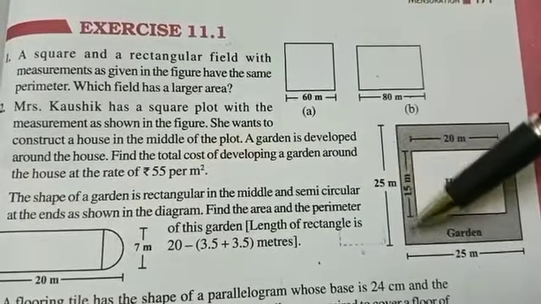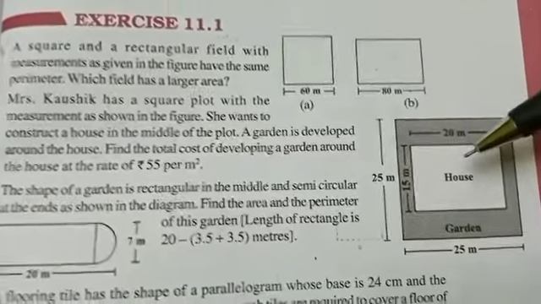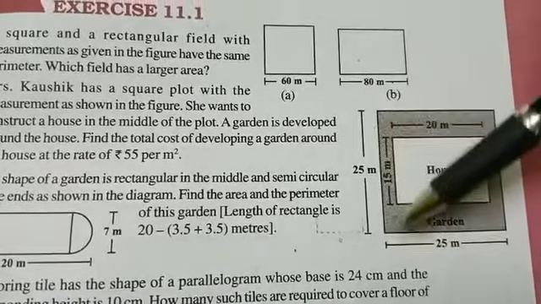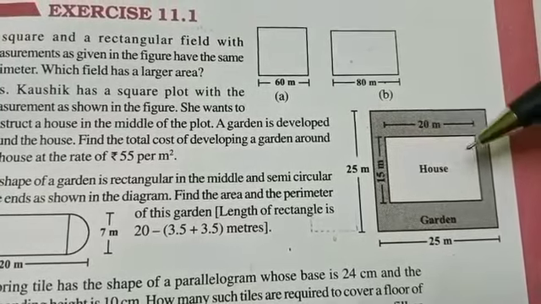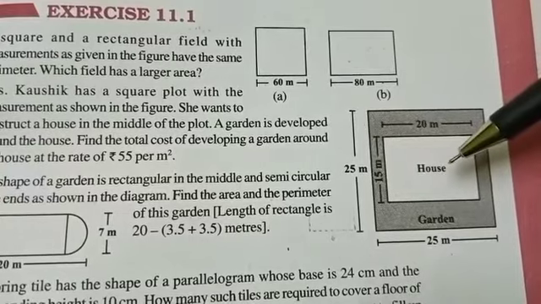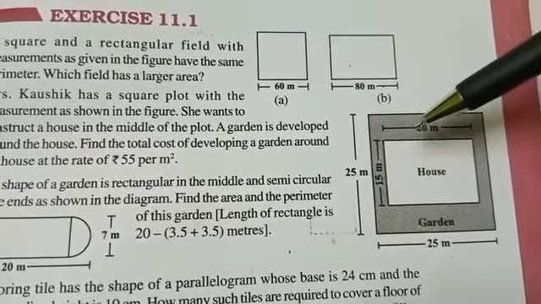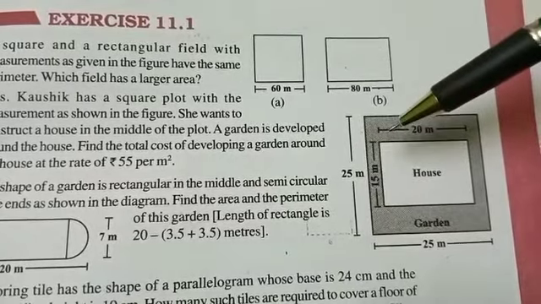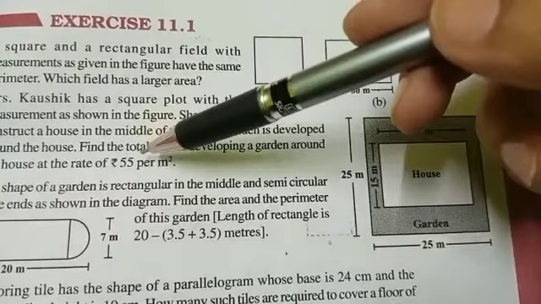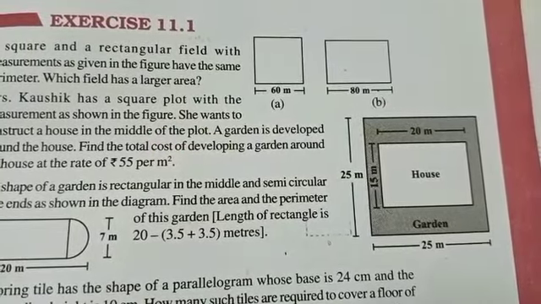So you have to find the cost of developing the garden. Okay. So what you have to do, first of all, you have to take out the area of the square plot. Then you have to take out the area of the rectangular house. Then you have to subtract both the areas. Then you will get the area of the garden. After getting the area of the garden, you will multiply with the 55. Then you will get the total cost of the garden. Okay, let us do it.